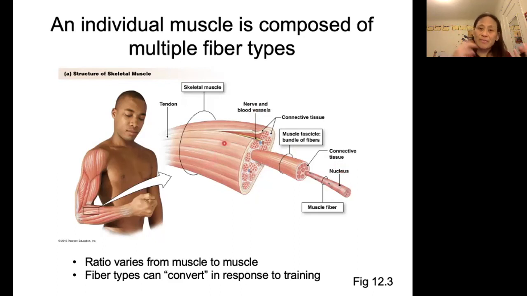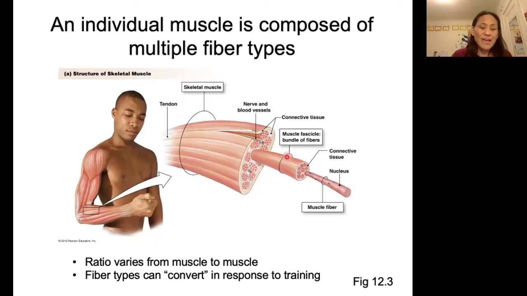If you look at different muscles throughout the body, you'll see different ratios. You can also see differences between individual people, right? So some people will tend to have more slow twitch and some people will tend to have more fast twitch. And that's partly a function of genetics and also of training.